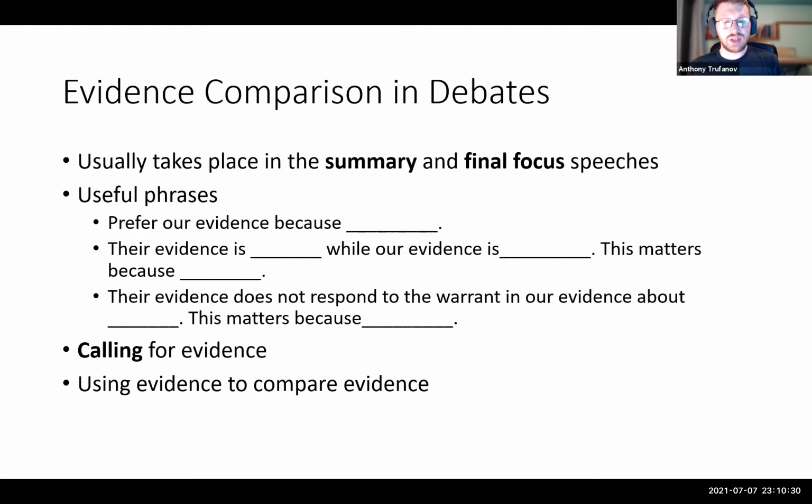Their evidence does not respond to the warrant in our evidence about blank, and that matters because blank, right? Their evidence does not respond to the warrant in our evidence about how China is paying people in Taiwan to spread fake news, not just doing it from China itself. That matters because their evidence assumes that the only examples of Chinese fake news are the ones that come from China. And our evidence says that's wrong, and many examples happen within Taiwan itself. Do those examples make sense to people?